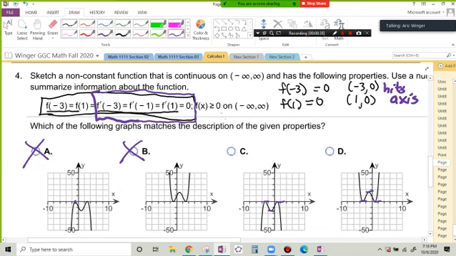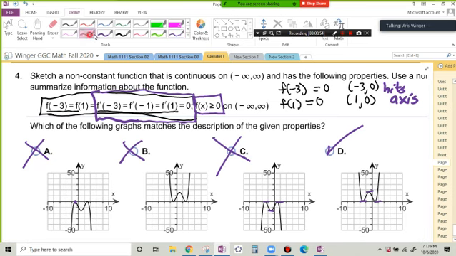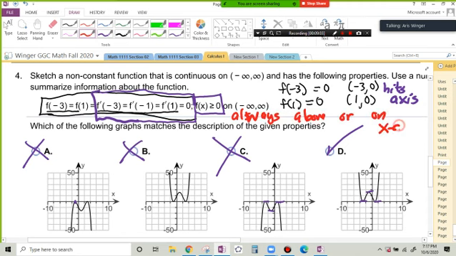Oh, and then the function is always above the x-axis, or it might hit a couple of times. That's it. So we can translate that one: always above or on the x-axis.